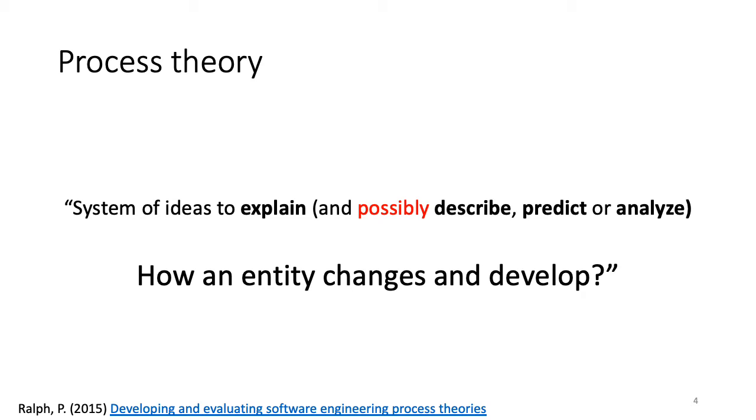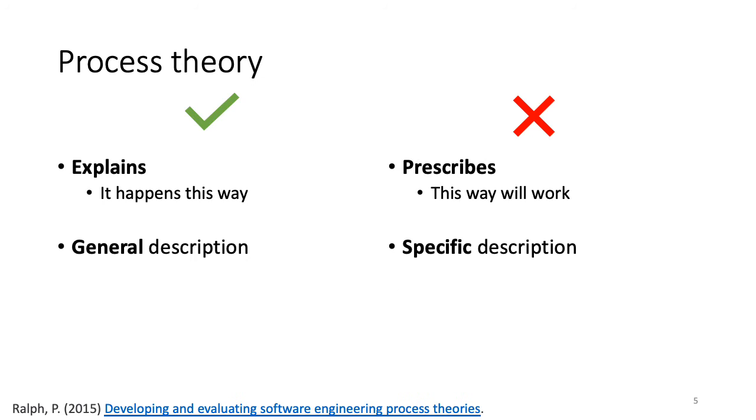So before I start, let me describe what is process theory. Process theory explains how an entity changes and develops. And just to make things clearer, a process theory explains how something happens. It does not prescribe the best practices or the things which go wrong. It merely provides a general description without describing the specific interactions in which things work.